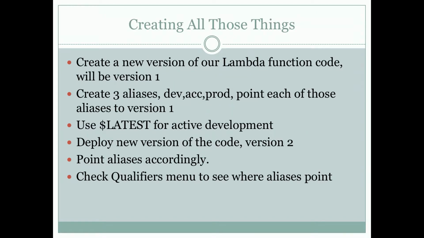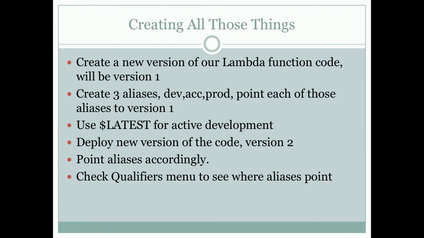So basically how you do it is we create our function code, we tag it as version 1, and then we create 3 aliases from that version 1. So I like to do dev, ACC, and prod. It's an alias, you can name it whatever you like. And then you keep using latest for active development, and then when you're ready to go, you deploy version 2, and then you can point prod to version 2, and then ACC and dev will still be at version 1, and that's how you can lock your code in and incrementally release.